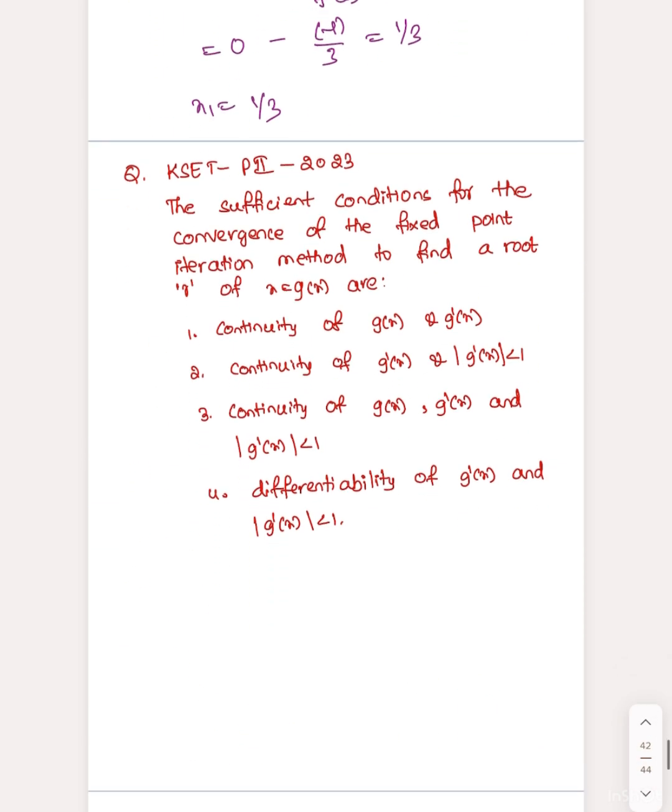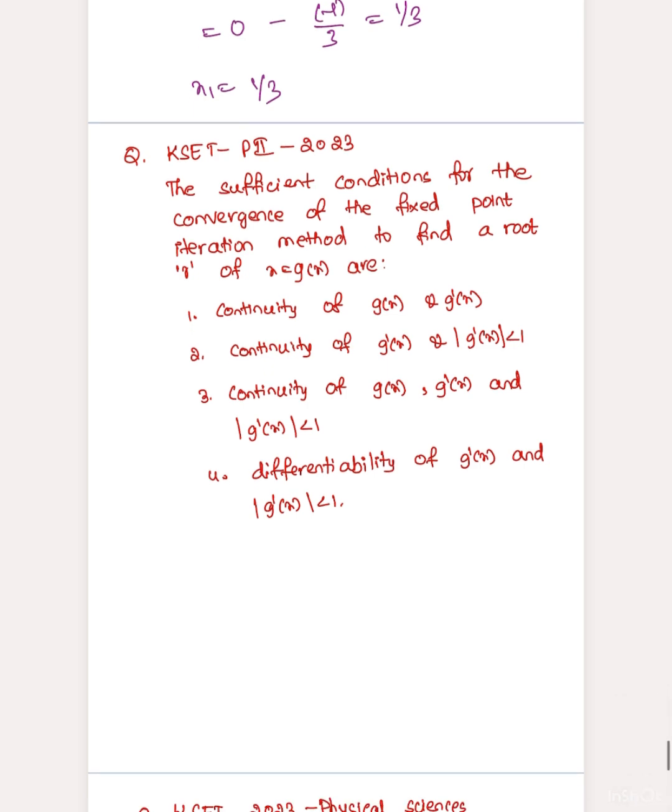Again, a question of KSET 2023, which is from paper 2. The sufficient conditions for the convergence of fixed point iteration method to find a root of x equal to g of x are: continuity of g of x and g dash of x, and modulus of g dash of x less than 1; or continuity of g of x, g dash of x and mod of g dash of x less than 1; or differentiability of g dash of x and modulus of g dash less than 1.